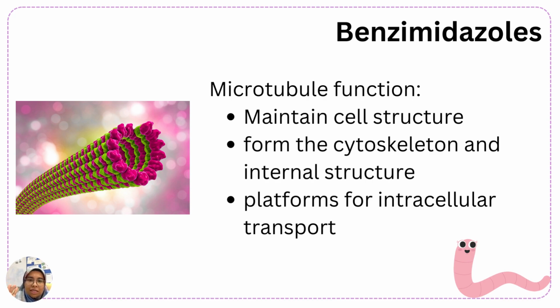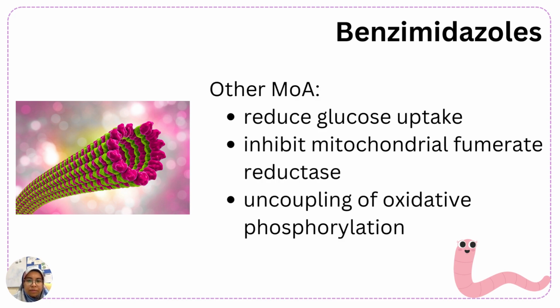The microtubule function, you all know this already, is to maintain the cell structure, form the cytoskeleton and internal structure, and also provide platforms for intracellular support. So if the parasite or the worm doesn't have a proper microtubule and it is not able to function as a normal microtubule, they will lose all of these functions. That is its main function. It also has other mechanisms of action, which include reduced glucose uptake.